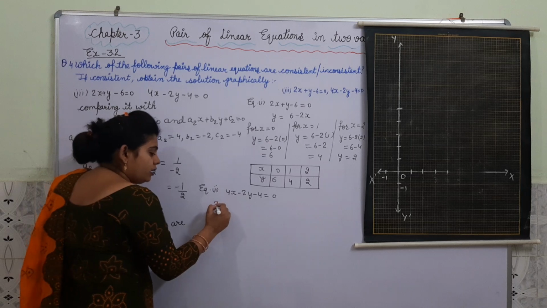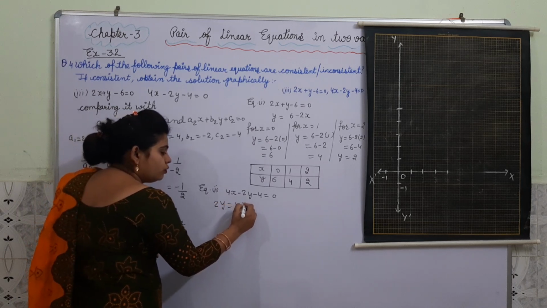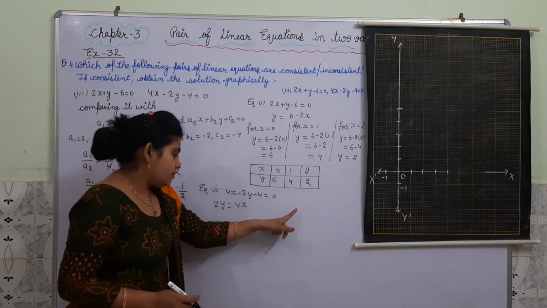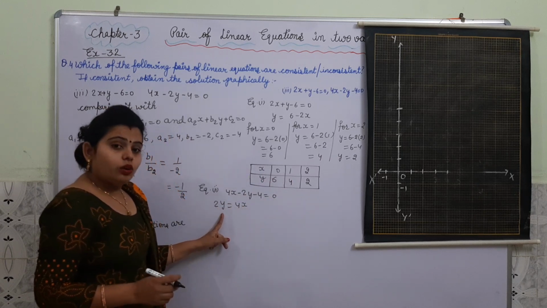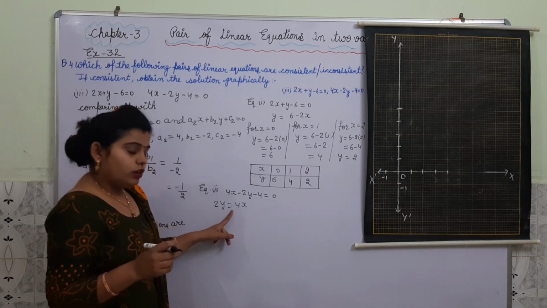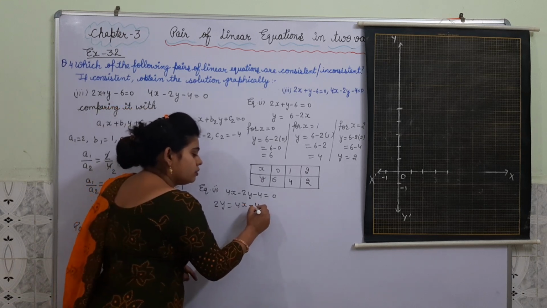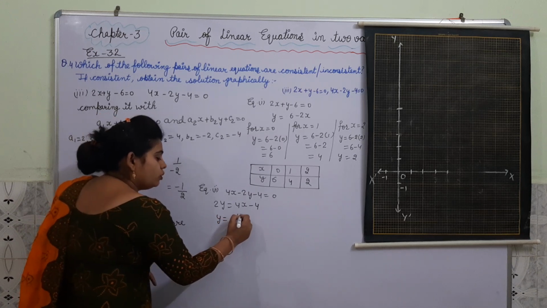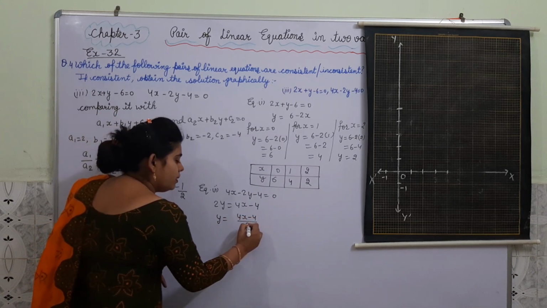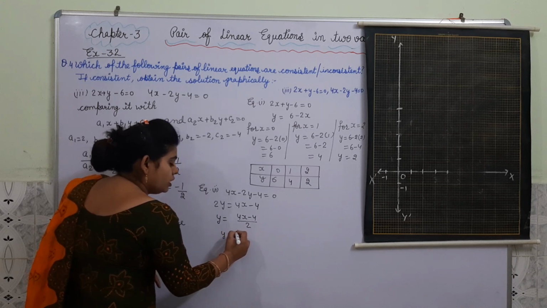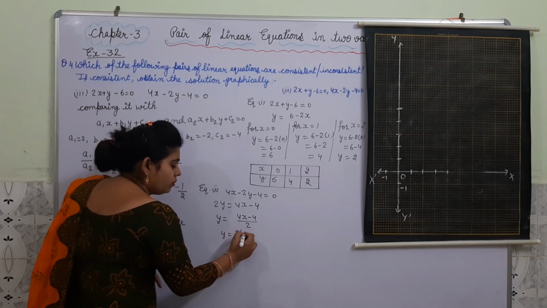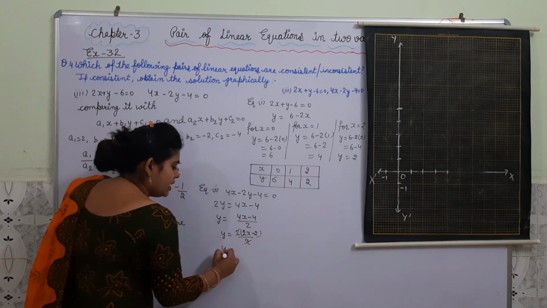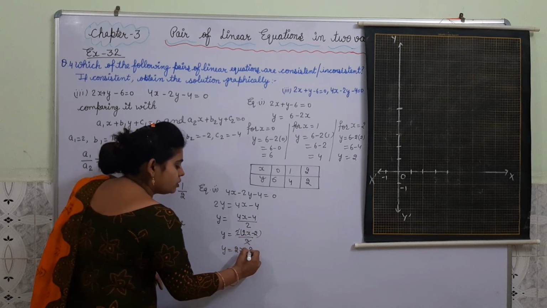From here what we will get? 2y is equal to 4x. What I have done? I have taken this minus 2y to this side. Then what we will get? 2y is equal to 4x minus 4. Now y is equal to 4x minus 4 divided by 2, or taking 2 common, 2x minus 2 divided by 2 means y is equal to 2x minus 2.